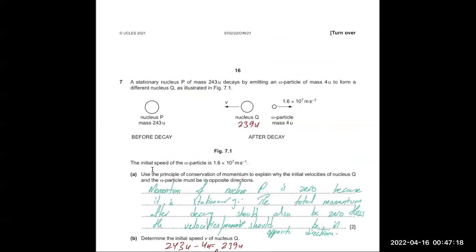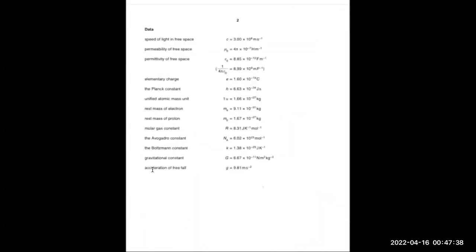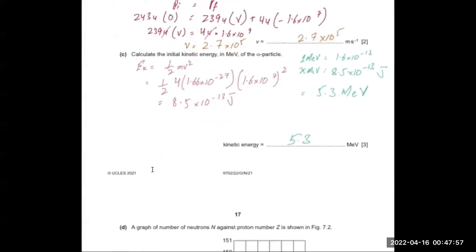So you need to understand that this mass here, 239U or 4U, does not mean kilogram. U is unified atomic mass, 1/12 the mass of carbon 12. So one hydrogen atom is 1U. One carbon atom is 12U. And how did I get it? I'll go back to the data sheet. Here we go. I'm hoping you will remember this in the exam. You won't need the data sheet, but 1U is equal to 1.66 into 10 raised to the power minus 27 kilograms. No problem. Go back to the question. Okay. So 5.3 mega electron volts.